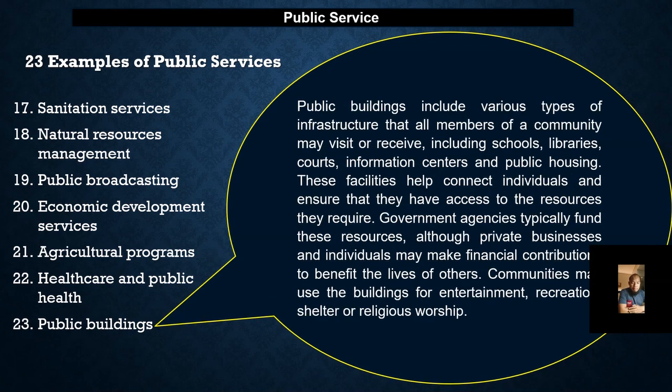Number 23, the public buildings. So public buildings, from the term public, these are the government-funded buildings. Public buildings include various types of infrastructure that all members of a community may visit or receive, including schools, libraries, courts, information centers, and public housing. So right now, the government construct evacuation centers, school buildings, gymnasiums. These are all buildings constructed to serve the public.